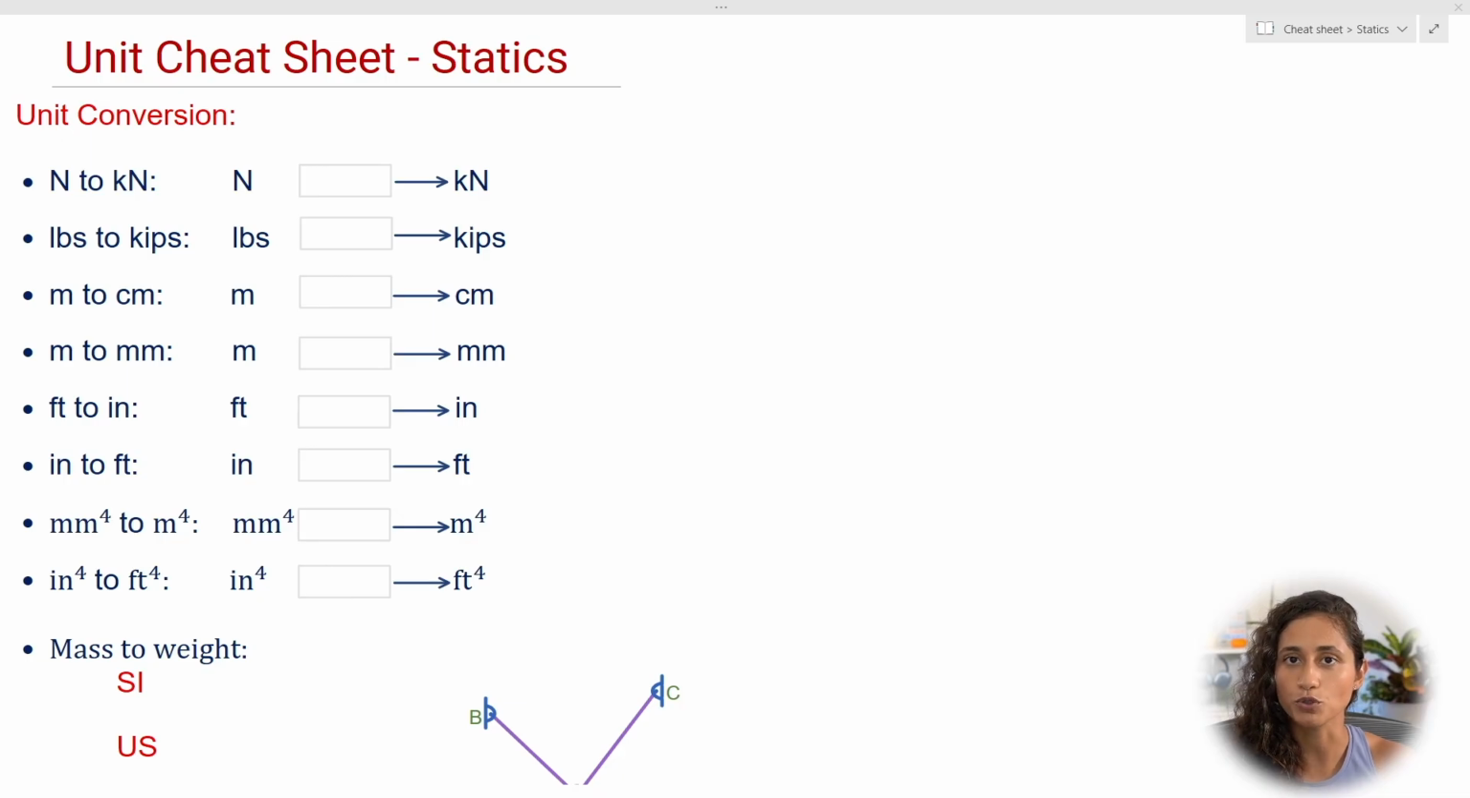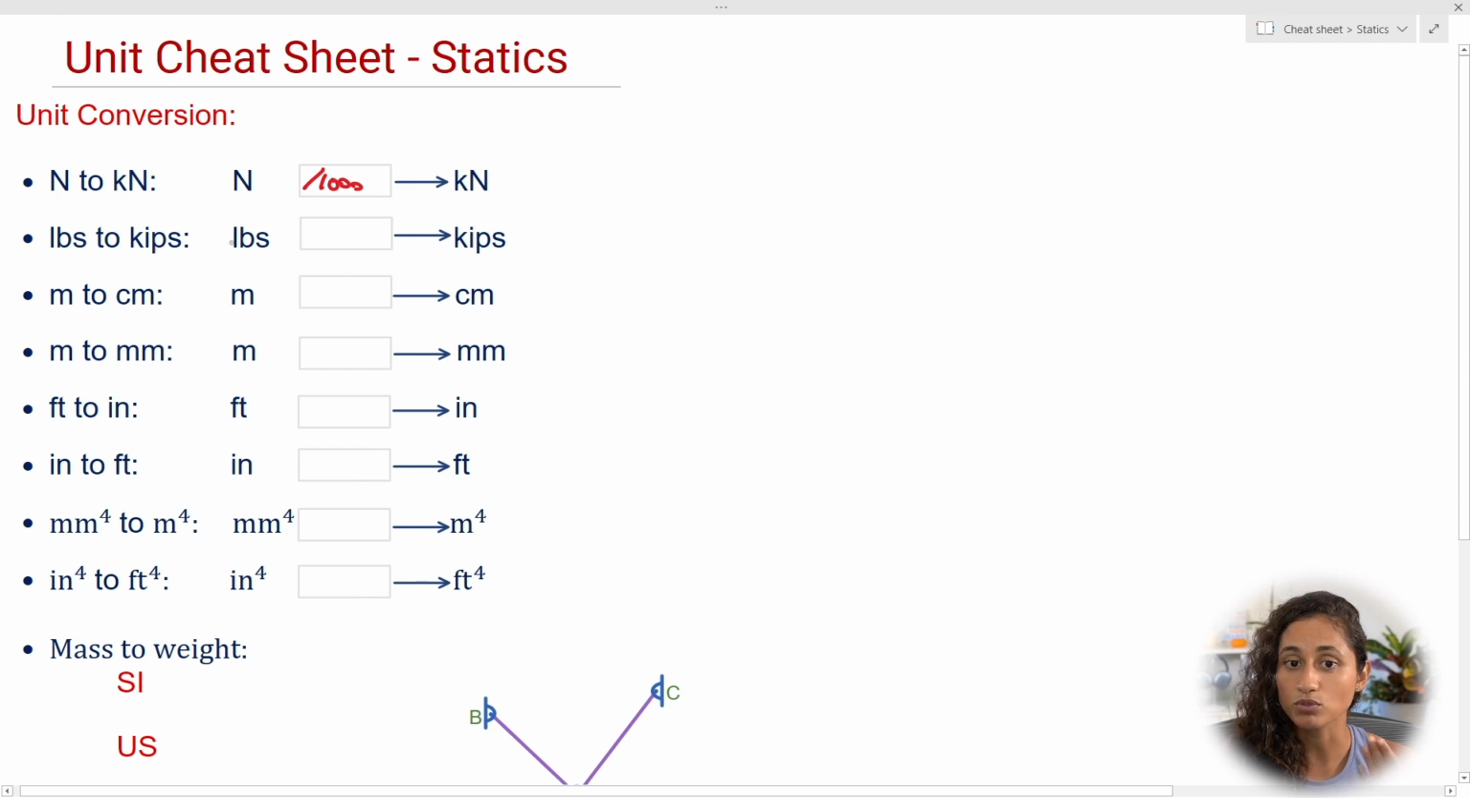Now let's go over some unit conversion. You guys already have this, it is on page 4. So the first thing we have is Newton to kilonewton. Sometimes we might have a large number, let's say 17,000 Newton, and what we like to do is convert it to kilonewton, so that way we have less zeros and it's just easier to work with. So to go from newtons to kilonewtons, what we usually do is we divide by 1,000.